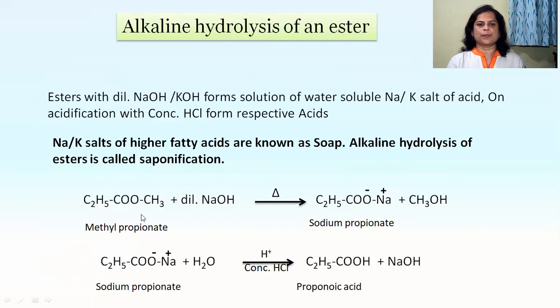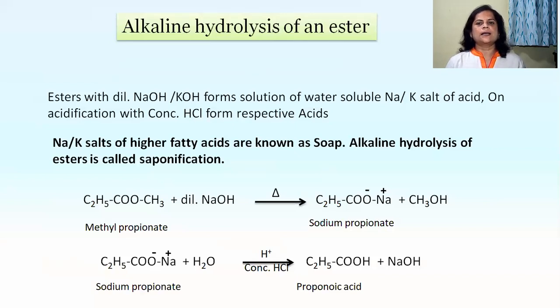Example, methyl propionate. Methyl propionate with alkaline hydrolysis, means in the presence of dilute NaOH on boiling, forms C2H5C double bond ONa, and the removal of the alkoxy group, CH3O, in the form of CH3OH. And then the second step, the sodium propionate with H2O undergoes hydrolysis in the presence of H plus, forming C2H5COOH, propionic acid, by the removal of NaOH.